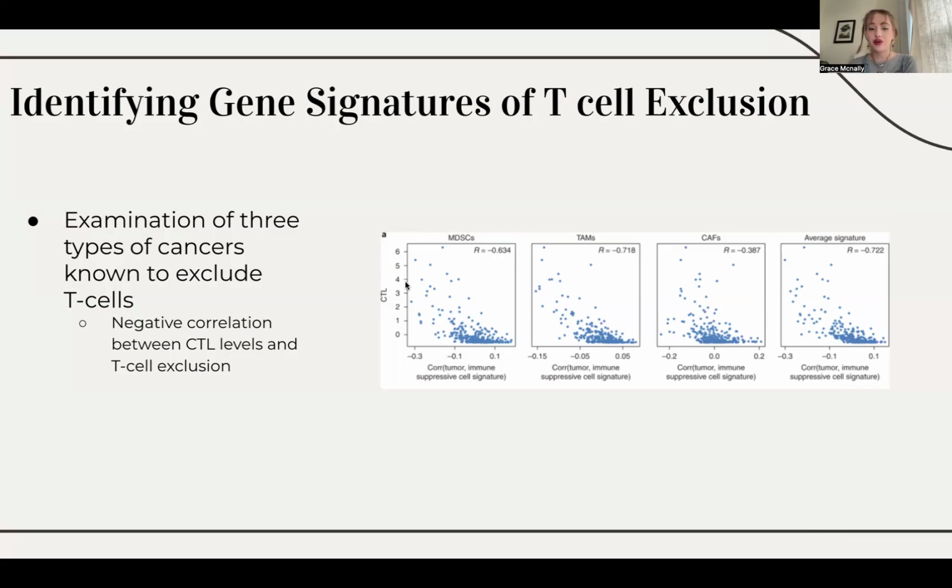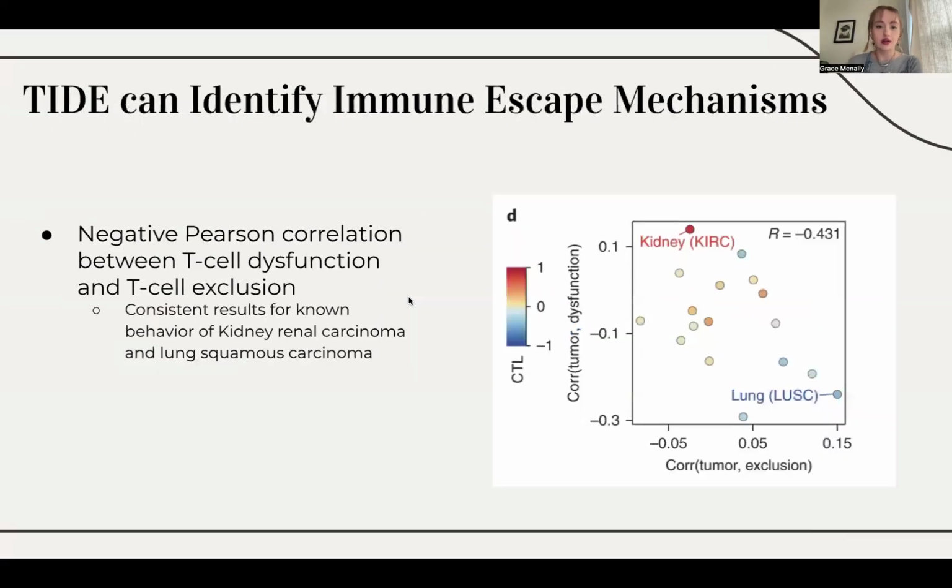They found a strong negative correlation between T cell levels and T cell exclusion scores across all cancers. This result agrees with the thought that tumors that use T cell exclusion will have less T cell infiltration, and this model allows TIDE to be able to identify T cell exclusion in tumors.